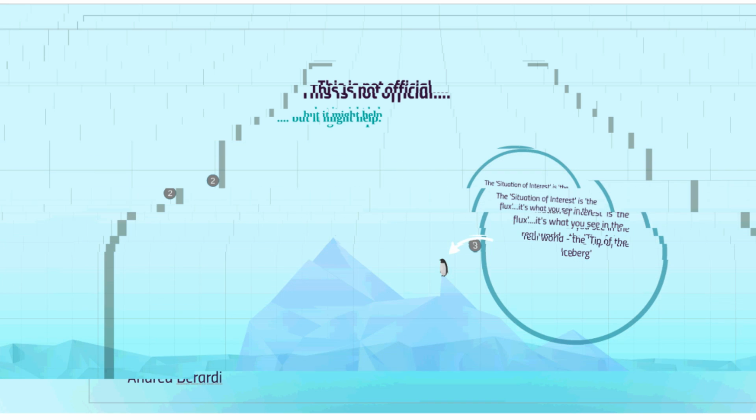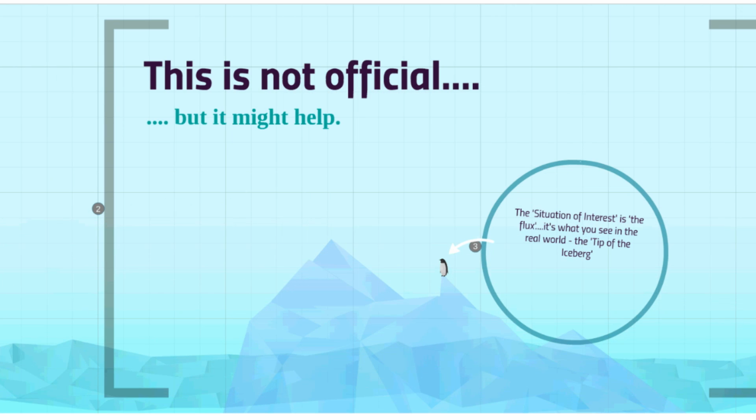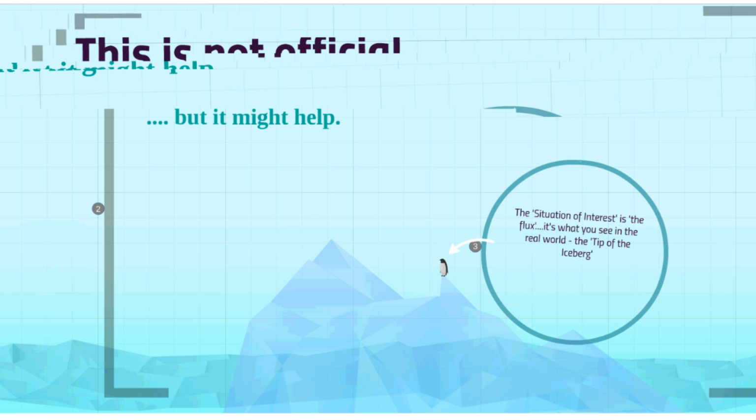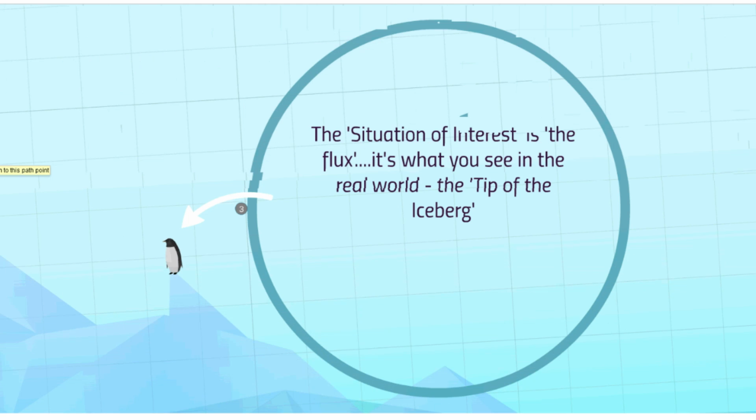So first of all, this is not the official T891 approach. This is my own perspective about these three central activities within the T891 framework. But hopefully it might help all of you understand a little bit more their role within a systemic approach to environmental decision making. Okay, so we've got our situation of interest.